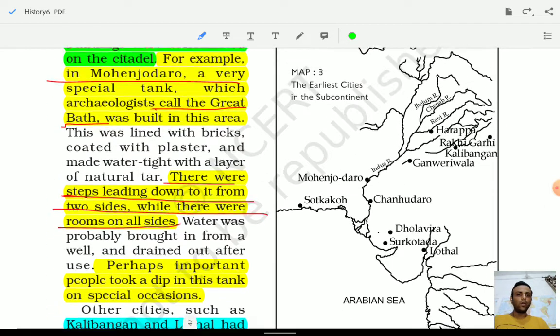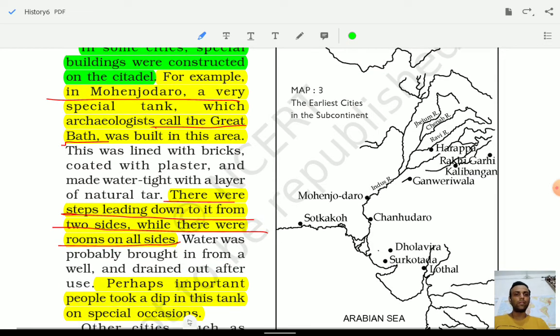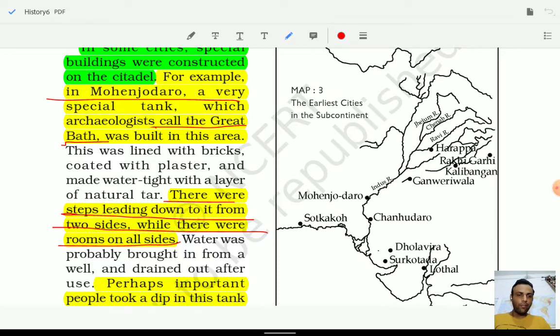So let us look at a few locations which have been provided here. Here is Lothal. If you pay attention, Lothal is in Gujarat, right? And here is Dholavira. We will see Dholavira in more detail. Here is Mohenjo-daro. The Great Bath has been found here. And Kalibangan is here, in Rajasthan. Then Rakhigarhi, which is in Haryana.